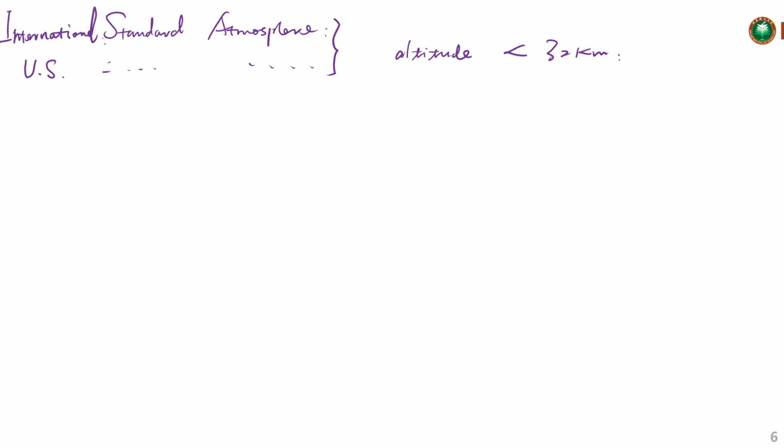So for the atmosphere, let's define it again. Here is the altitude, and here is the temperature.